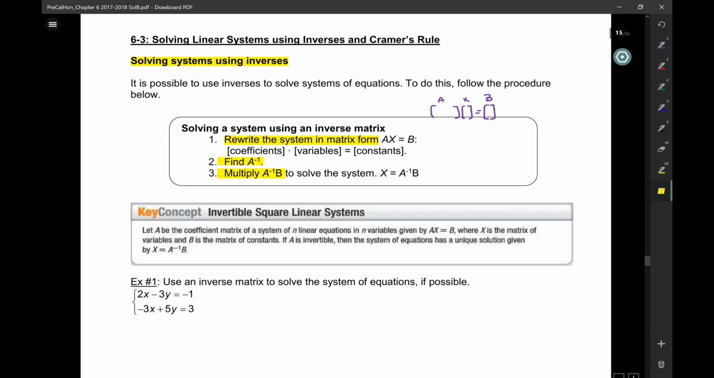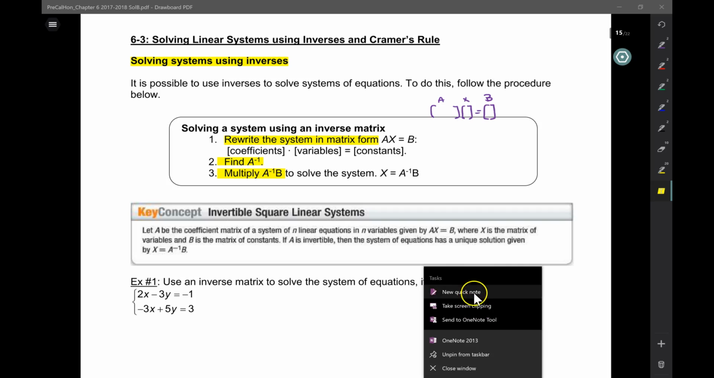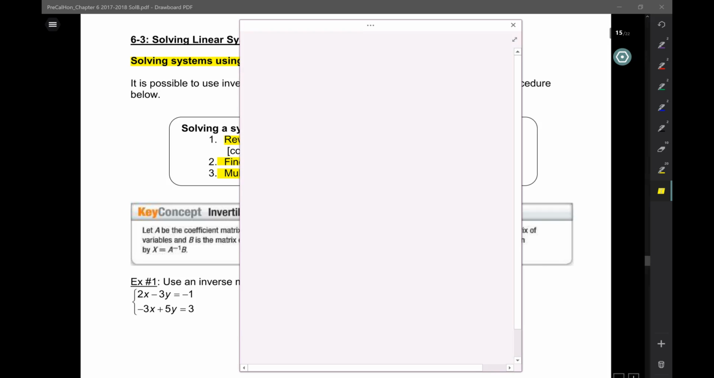So let's just think about why it is that we do that. Well, here's the reason. In algebra, when you have to solve something like 3x is equal to 7, what do you do to solve this? Divide both sides by 3. But what exactly is dividing by 3? You're multiplying by the multiplicative inverse, 1 over 3.